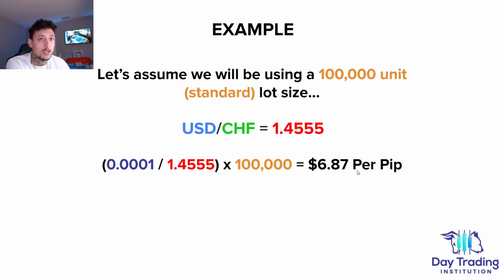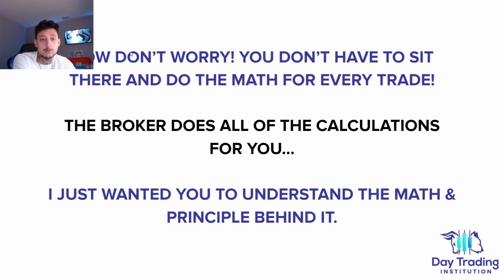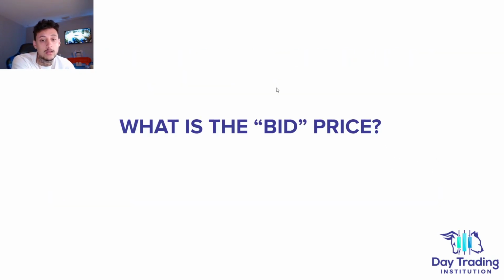So you can also think about it this way: the more popular the pair is, being one of the major pairs, the more value that lot size is going to hold, because there's more volume in the market. So that has 4 decimal places. Now, again, don't worry. You don't have to sit there and do the math for every single trade. The broker does all the calculations for you, in terms of stop loss placements, take profit placements, and everything else. I just wanted you to understand the math and principle behind all of this.